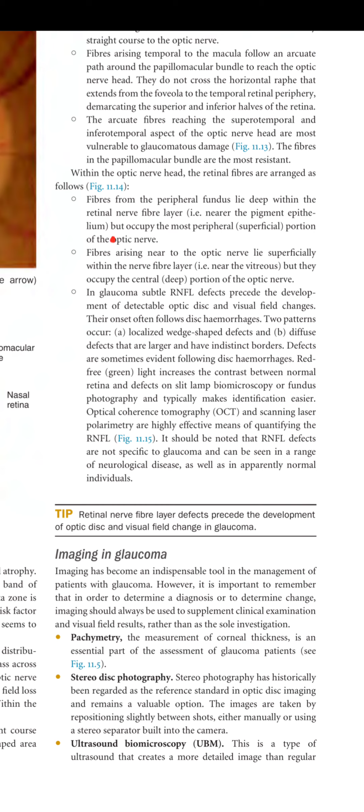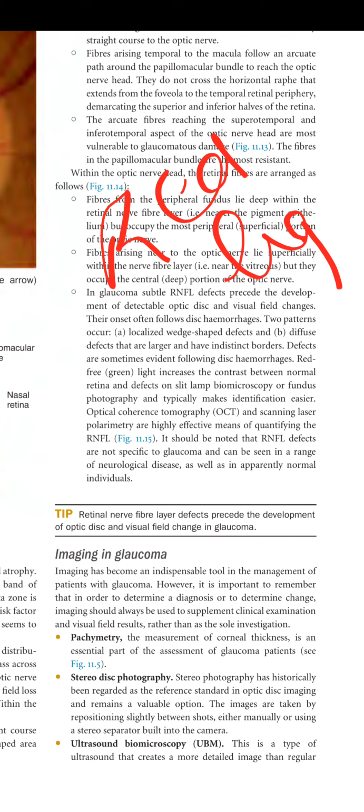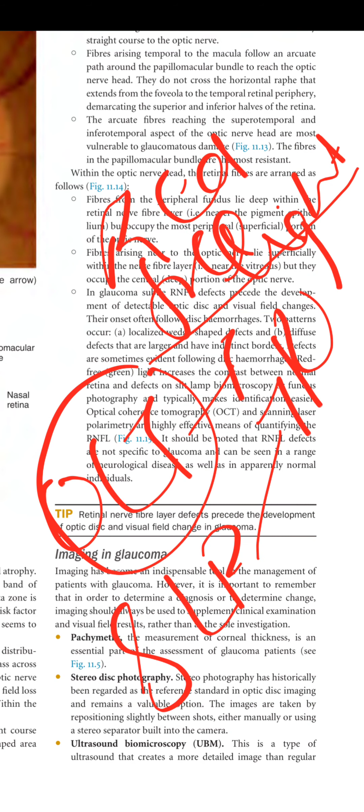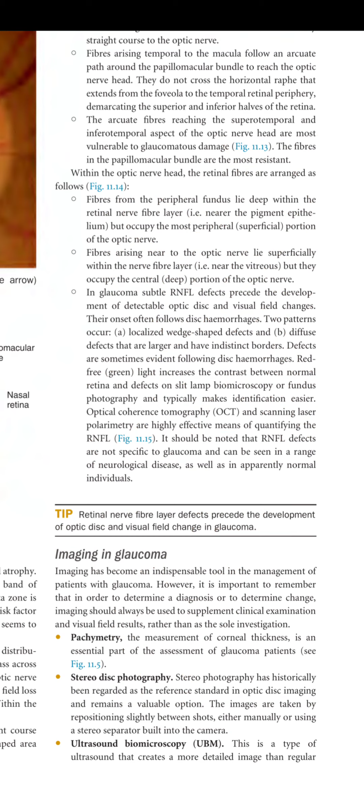So basically, it is trying to say that we can see this kind of defect in the red free filter or green filter, and what you can see is a wedge shaped defect. And now there are certain investigations like OCT and scanning laser polarimetry which can detect the RNFL thinning at an earlier stage before there is any fundus appearance.